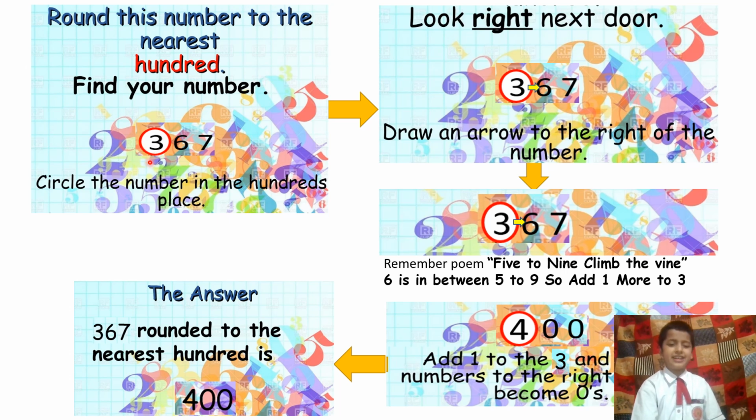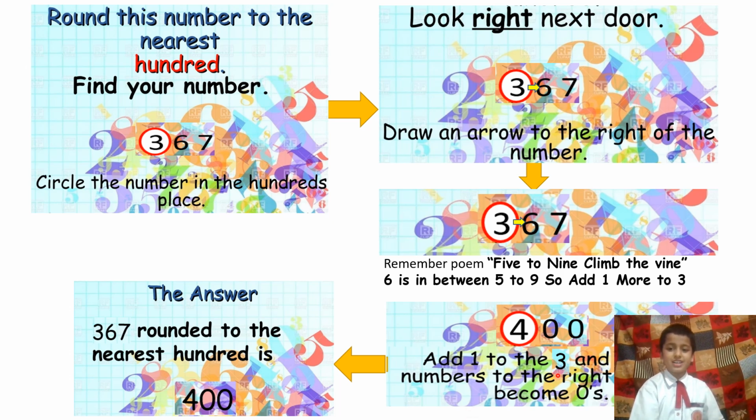Circle the number in the 100 place. Which number is in the 100 place? It is 3. Look right next door of 3. That is 6. Remember the poem. 5 to 9, climb the vine. 6 is in between 5 to 9, so add 1 more to 3.